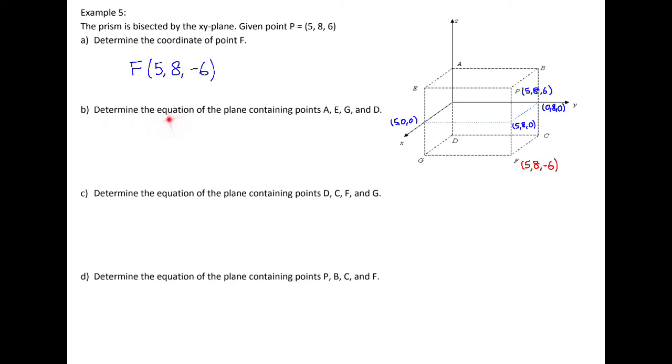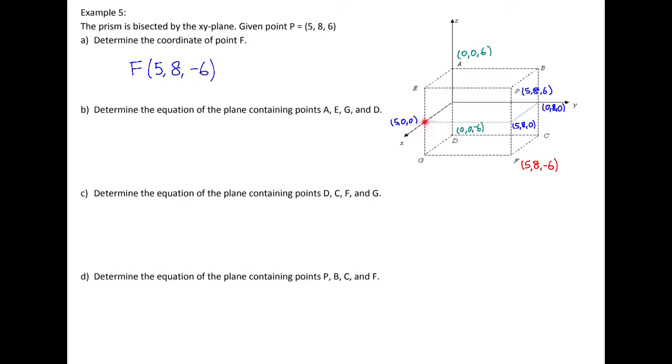Next, we want to find the equation of the plane containing points A, E, G, D. So A, E, G, D. First, let's figure out the coordinates for those 4 points. So we know this is the origin, but from the origin to point A has to be 6 units up. So I'm going to have 0, 0, 6. And from this point to D, it's going to go down by 6 units, will be 0, 0, negative 6.